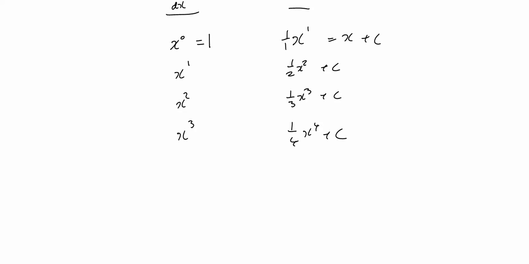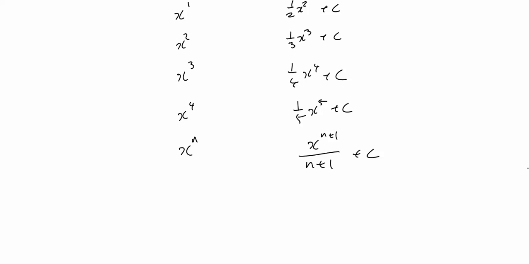We can say what the next one is. X to the power of 4 would integrate to 1 over 5 x to the power of 5 plus c by the same process. And we can generalize x to the power of n. We can say it integrates to increase n to n plus 1 and divide by n plus 1, plus c. And that gives us a formula for integrating powers of x.